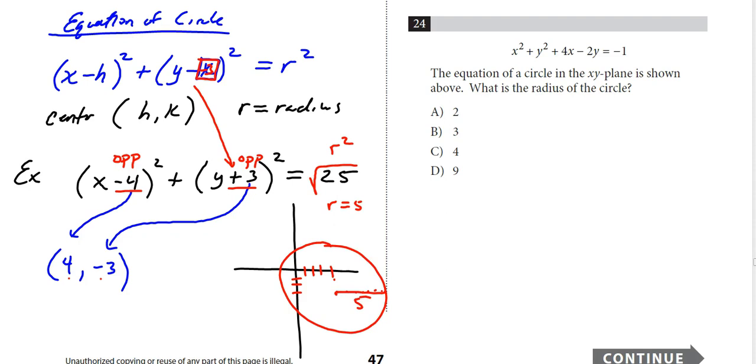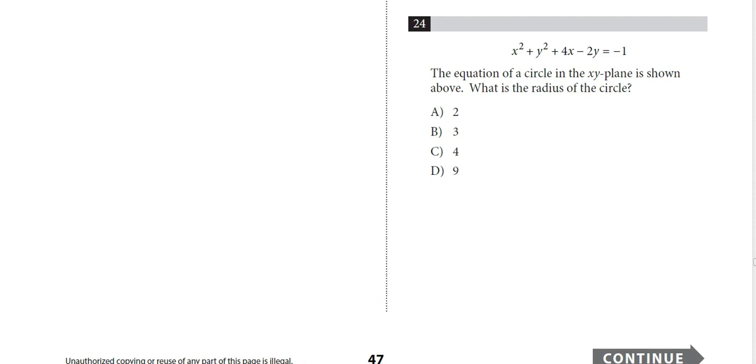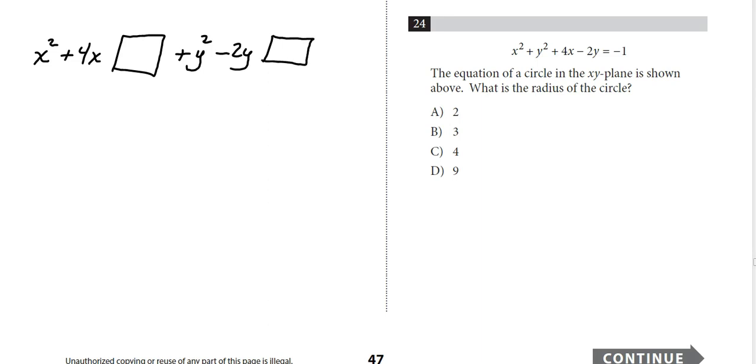Now, unfortunately, they don't give me everything that I need for this one. They set it up kind of weird. So here's how I'm going to set mine up. I'm going to first rearrange my terms where I have x squared plus 4x, and I'm going to leave a blank here. And then I'm going to put plus y squared minus 2y, and leave a blank there. And then I'm going to have equals negative 1.